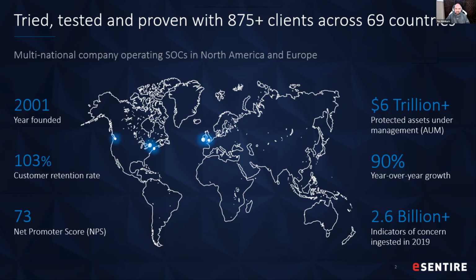Just in 2019, we've seen over 2.6 billion indicators of suspicious events, of attacks, things that have had to be investigated by our SOC, and in turn, a subset of those have been investigated by our security researchers.